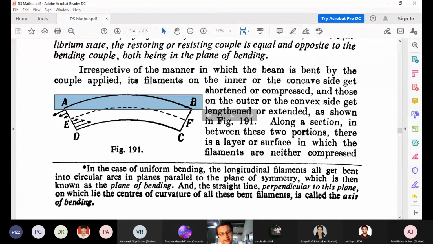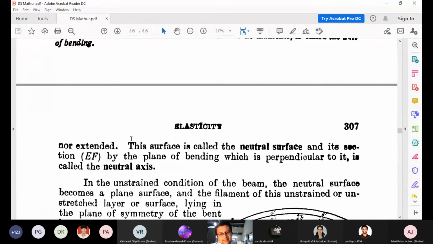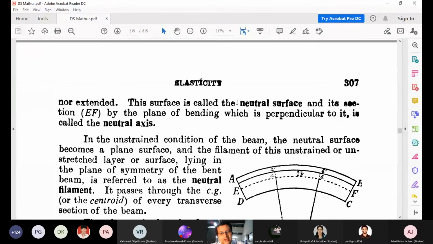But remember that there are some inner laminae, or surfaces, where these two forces get balanced. That's what we say is the layer or surface in which there is neither compression nor extension, and that surface is called the neutral surface.